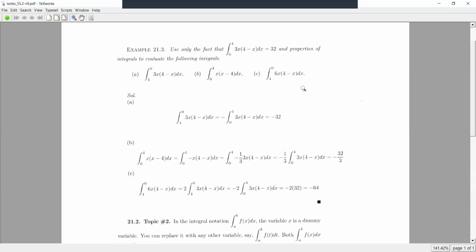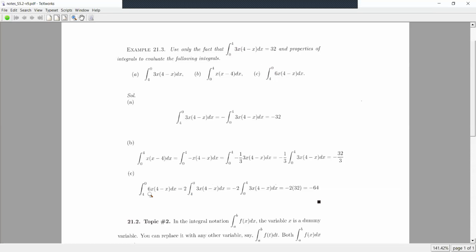Now, the third integral. What is the difference between this integral and the given integral? This integral is from 4 to 0. The given is 0 to 4, a difference. And also, the function in the given integral has the constant 3, but here it is 6, different. Okay, now, after we notice the differences, we can step by step transform this integral into the given integral.